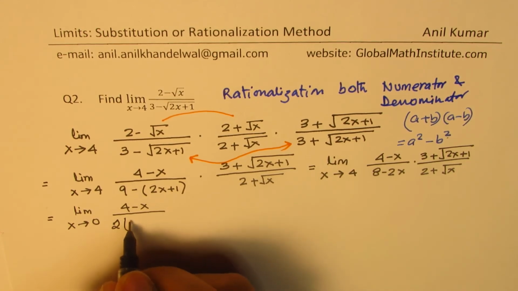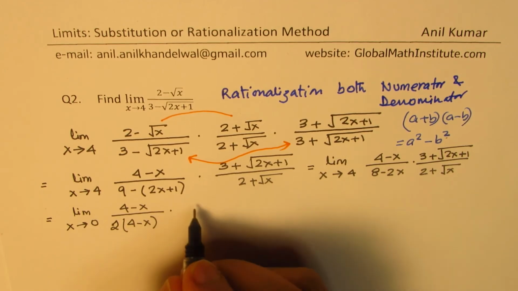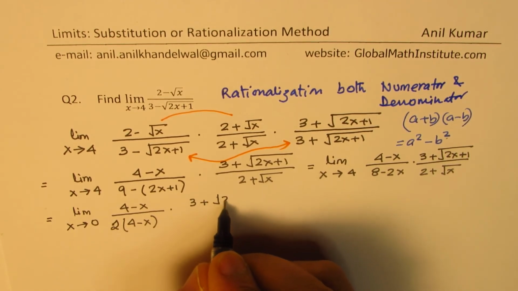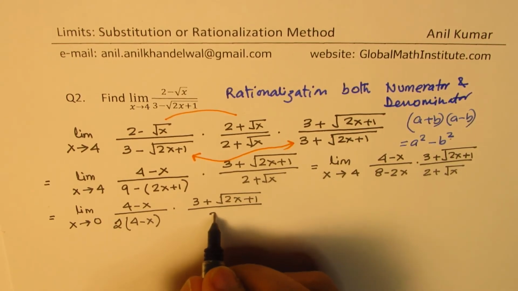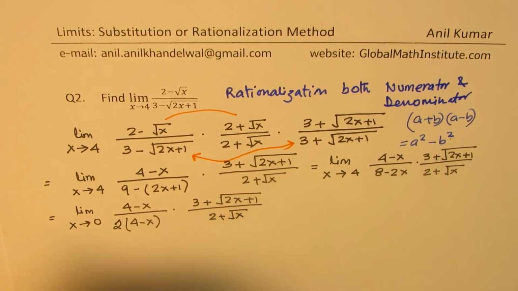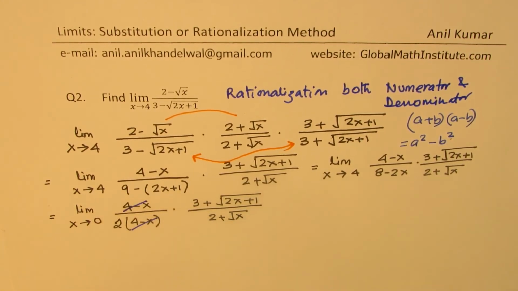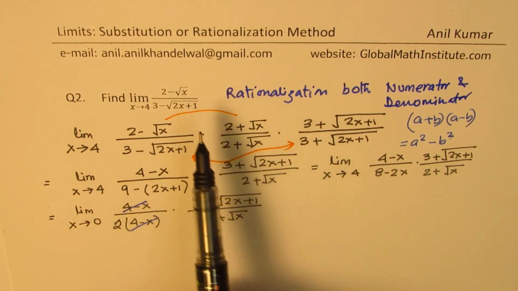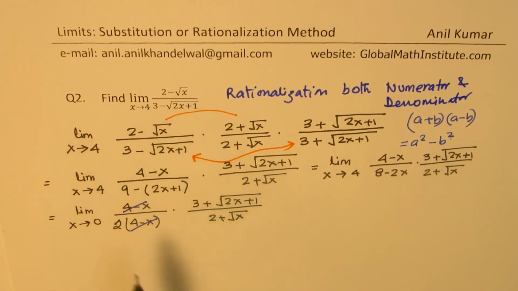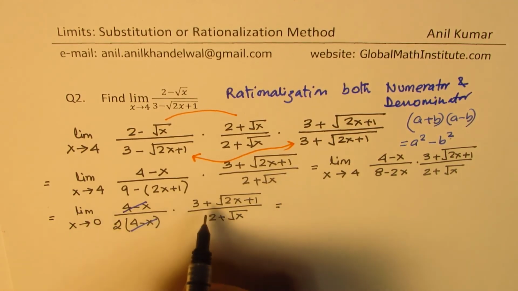We get 4 minus x. And here we have 3 plus square root of 2x plus 1 divided by 2 plus square root of x. Now we can cancel the common factor 4 minus x. So the limit when x approaches 0, we got 0 over 0 mainly because of this common factor, correct? This got cancelled. And now we can find the answer by substituting 0 here, right?